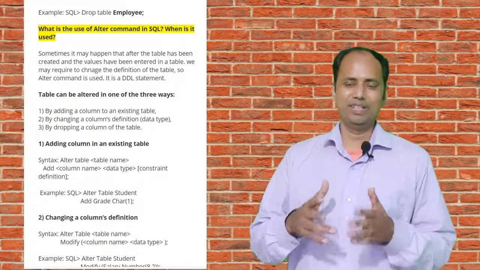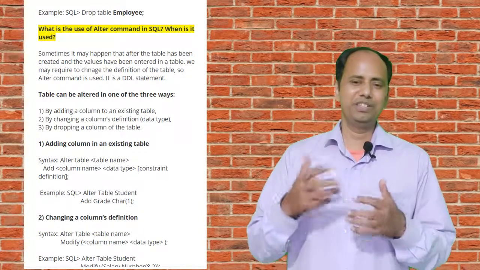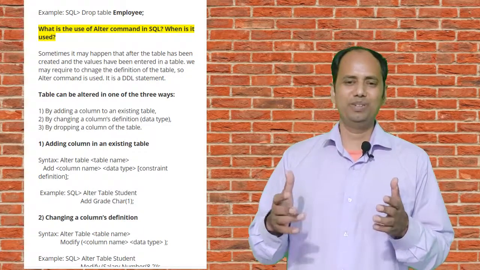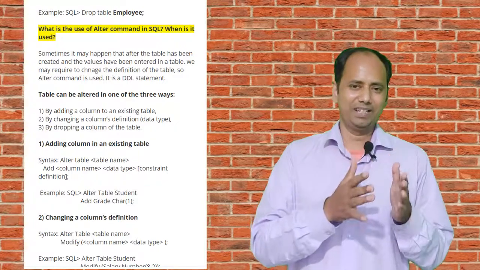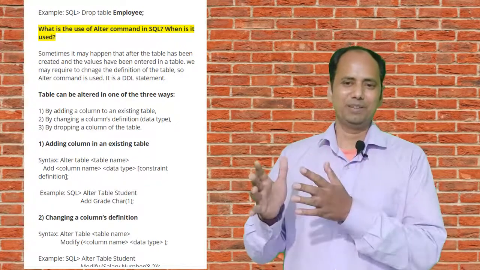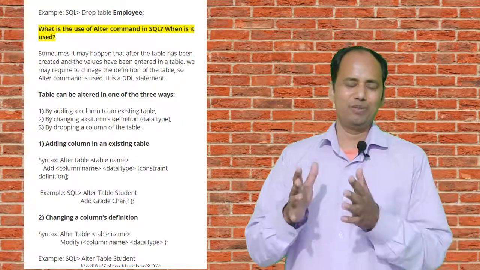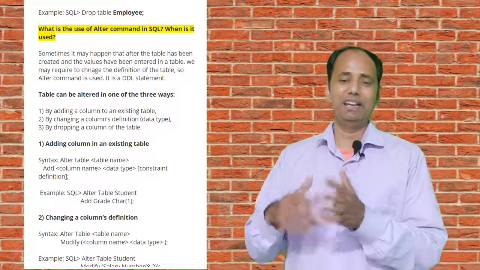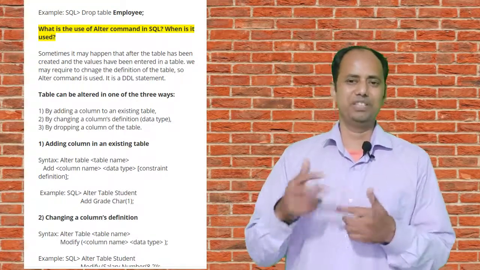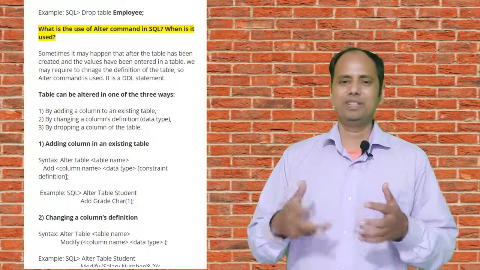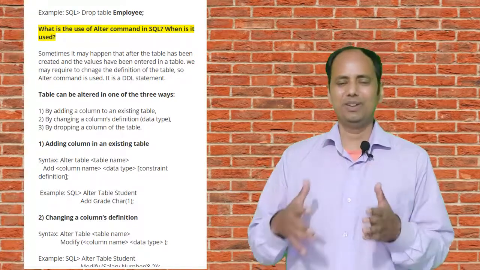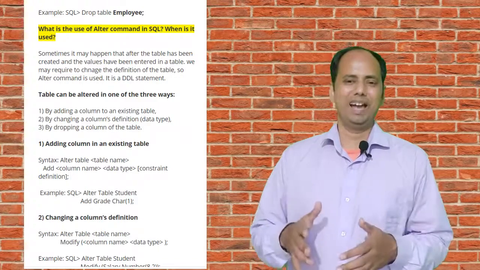And the third use is when we are changing the definition of a table. So how will we write? We will write alter table, table name, modify. Now we will write that column name and new data type, meaning changing the definition of a table. So basically for these purposes we use the alter command as well as the drop command.